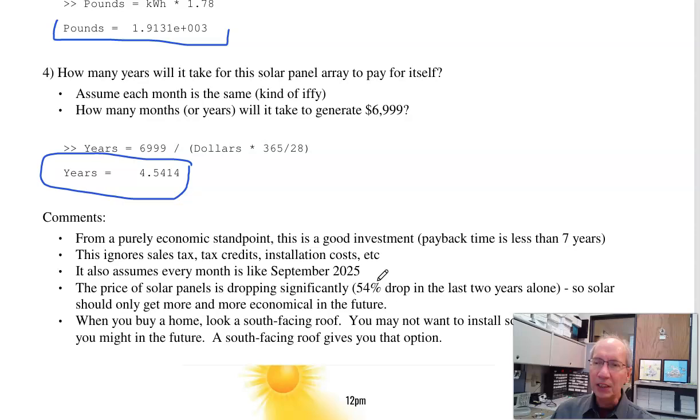The price is going to change. Solar prices are dropping. The solar panels, for example, have dropped 54% in price over the last 2 years alone. So as solar energy prices drop, they get more and more economical every year. Already it's economic. It's going to be really economic in the near future.